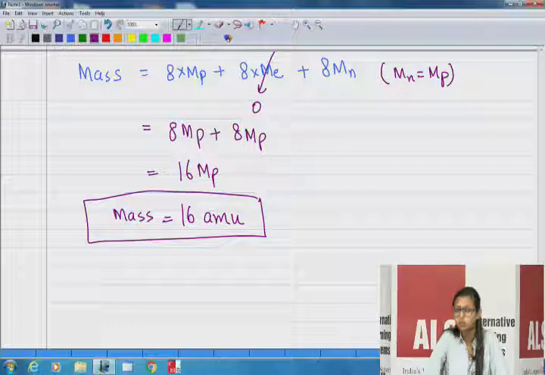I got a new term. How many of you know mole? Raise your hands. How many of you know what is a mole? Raise your hands. One student at the back knows the mole. The other people? Okay, I'll tell you. It's nothing, it's easy.